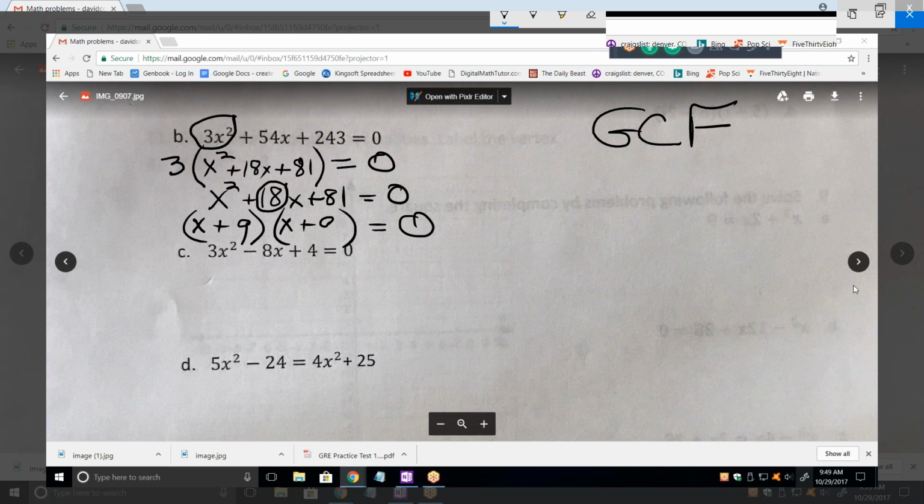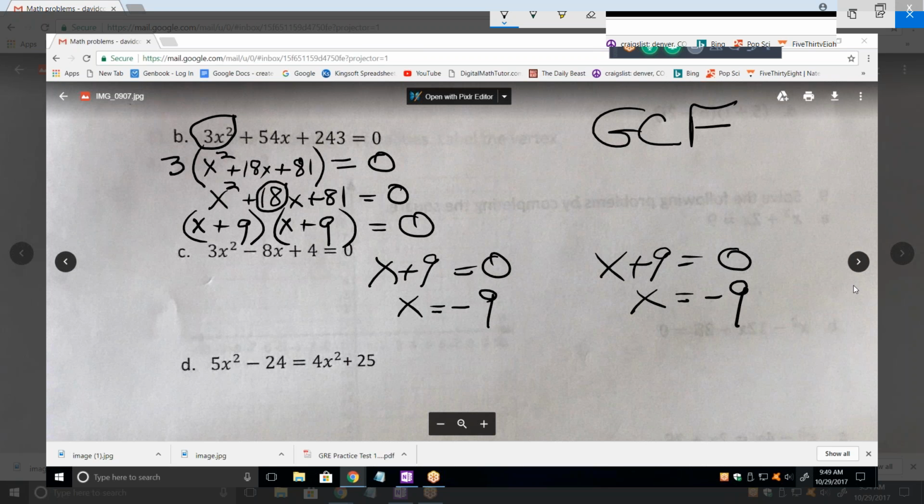Okay. Now, we still haven't solved it. We didn't solve the previous one. I forgot to do that. How do I solve this for x? Do you set each of them equal to 0? Okay. So x plus 9 equals 0, so x equals minus 9. And then x plus 9 equals 0. So that solution must be the same.